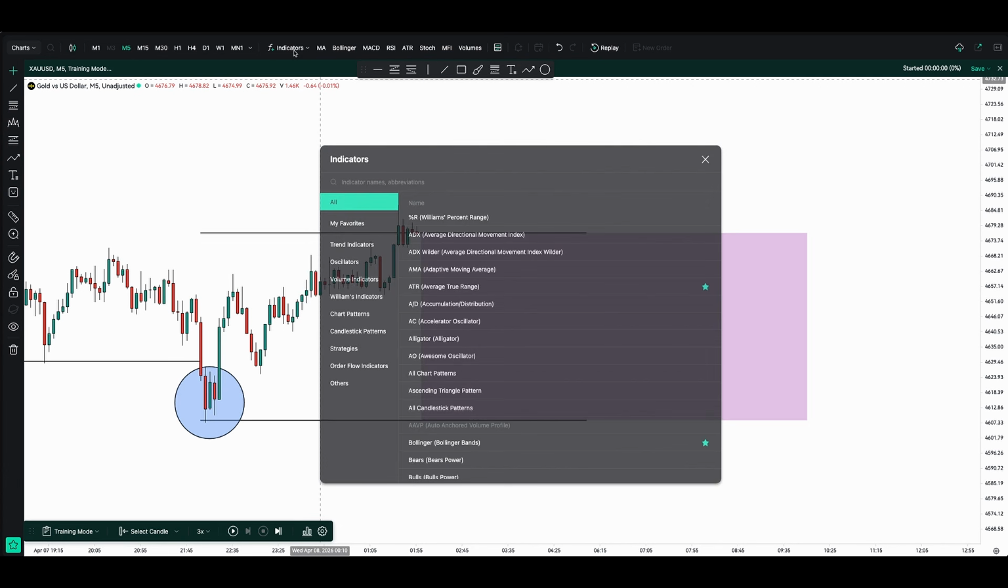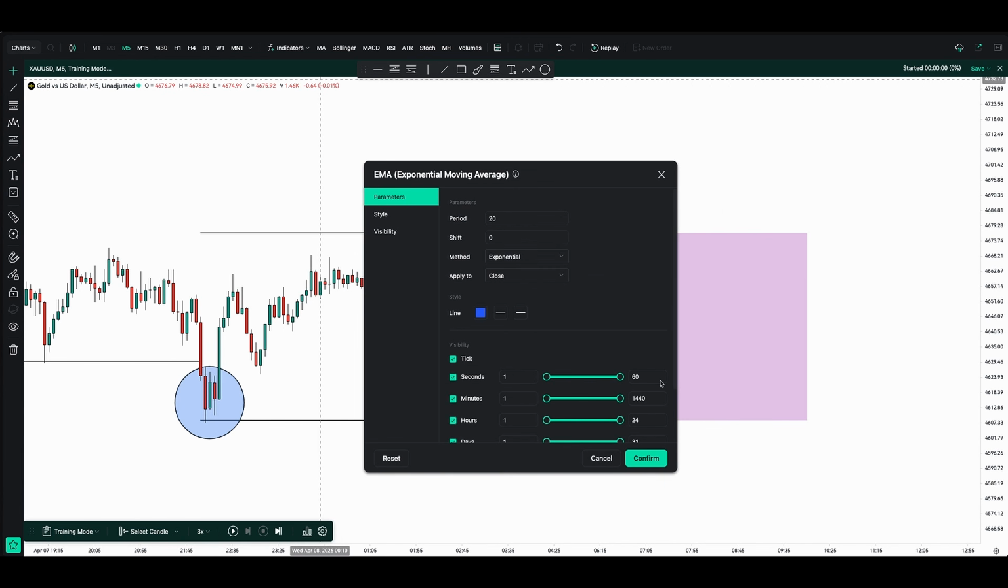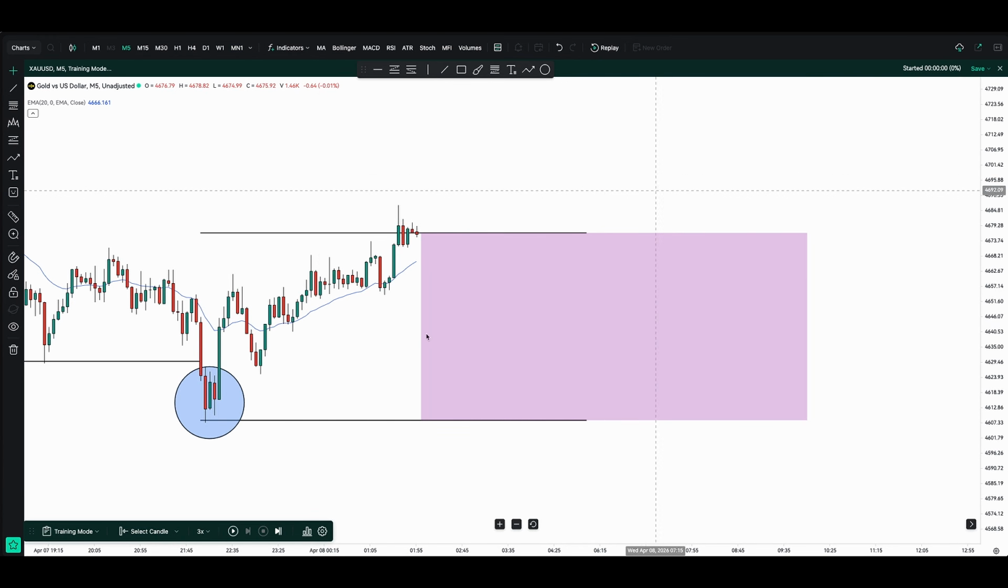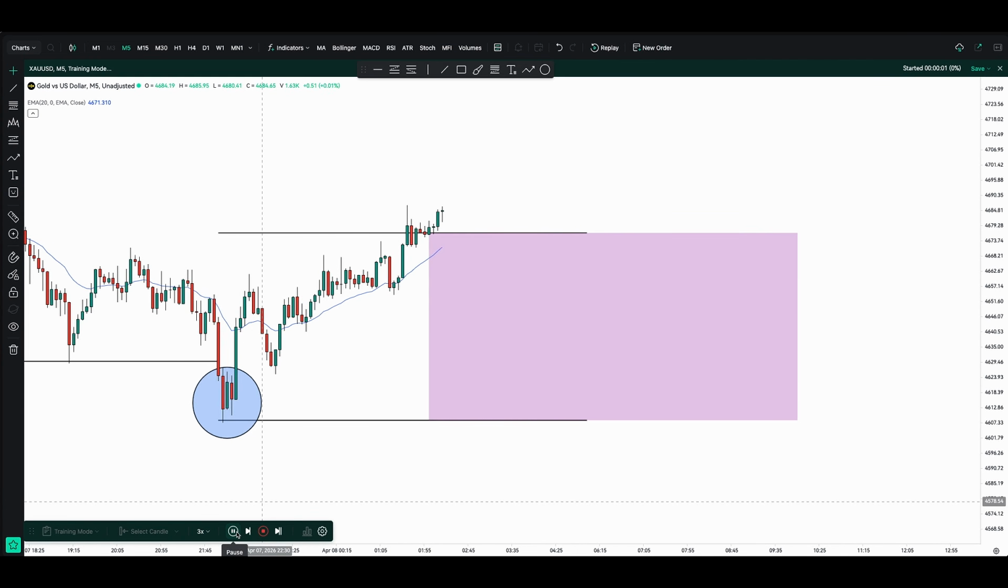So what I'm going to do is add a 20-period moving average, just say EMA, on the chart. So this is a 20-period moving average, this blue line. What I'm waiting for is the market to go below it, and then the next candle that breaks above it is what I'm going to use as an entry signal. So let's play and see.